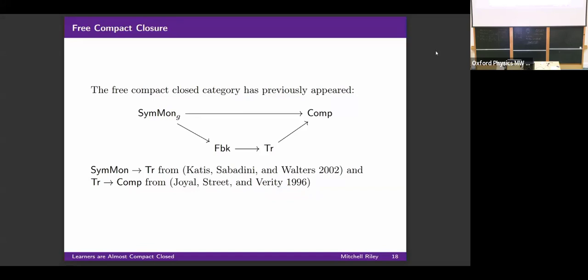And then what's missing? Well, the thing which goes from a feedback category to a trace category is you exactly quotient the yanking axiom to say that you can build loops in feedback categories and you just force them to be the identity. So the same kind of move is happening in both of these constructions, which I think is kind of interesting.